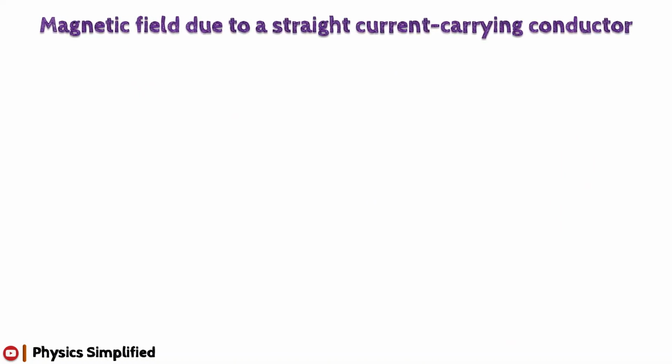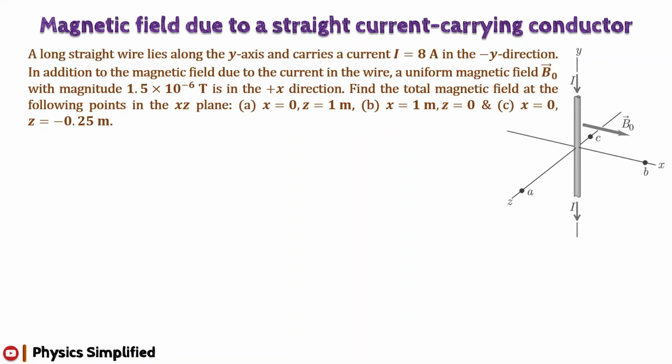Topic of discussion for today's video: magnetic field due to a straight current carrying conductor. This is one of the numerous applications of Biot-Savart Law. In this problem, we have a current carrying long straight wire placed along the y-axis and carrying a steady current of 8 amperes in the negative y direction. A uniform magnetic field, vector B0 of given magnitude, is applied in the positive x direction.